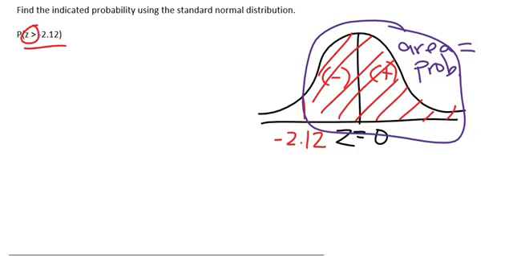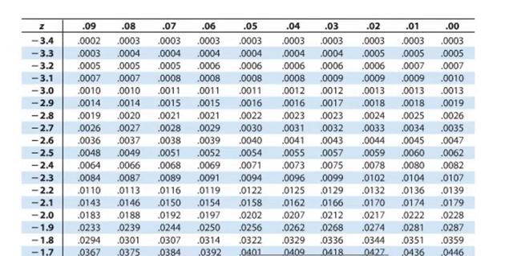So now let's look at our z table. Let's go to the z table and let's find negative 2.12. Here is my z table, and I'm looking for the value of negative 2.12. So first find the first two numbers of negative 2.1. Then we're going to find the second value of the 0.02. Now where these two intersect, that will be the probability. And we can see here that the probability is going to be 0.0170.